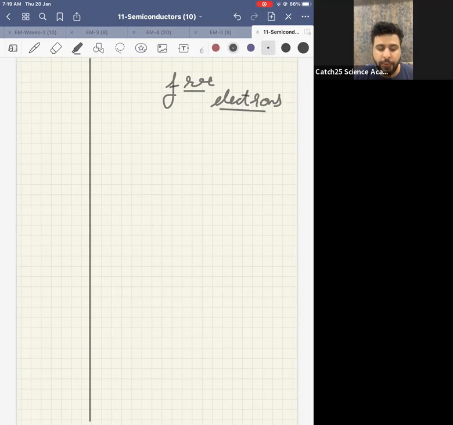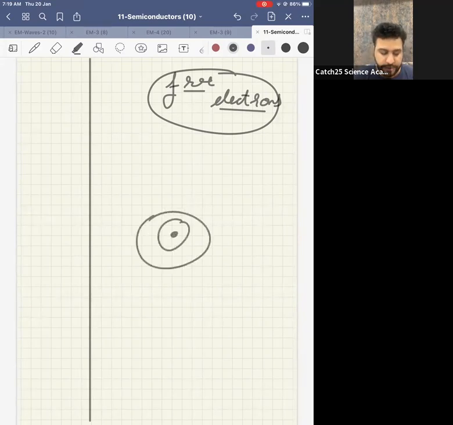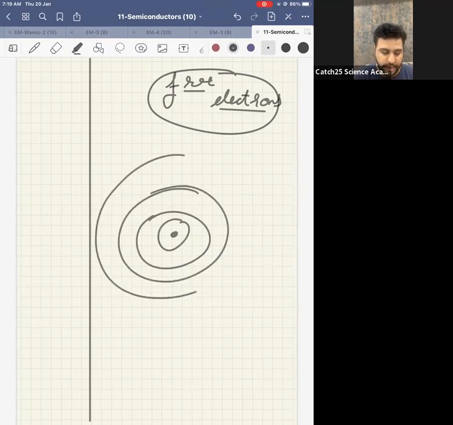Now, when is an electron free? Or what is the difference between free electrons and not free electrons? An electron is free if it is not a part of any atom. Now from chemistry, you know that this is the nucleus, first orbital, second orbital, third orbital. The last orbital is called the valence band or valence orbital. The outermost shell of an atom is called the valence shell, or valence orbital.